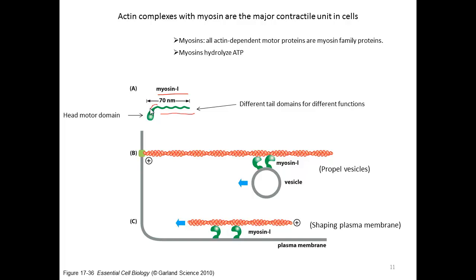There is the hinge region. This is the area where you have a conformational change, which will cause the head to move positions. And then this is the head, the motor domain. This is the part that interacts with the actin filaments, the part that does the walking.